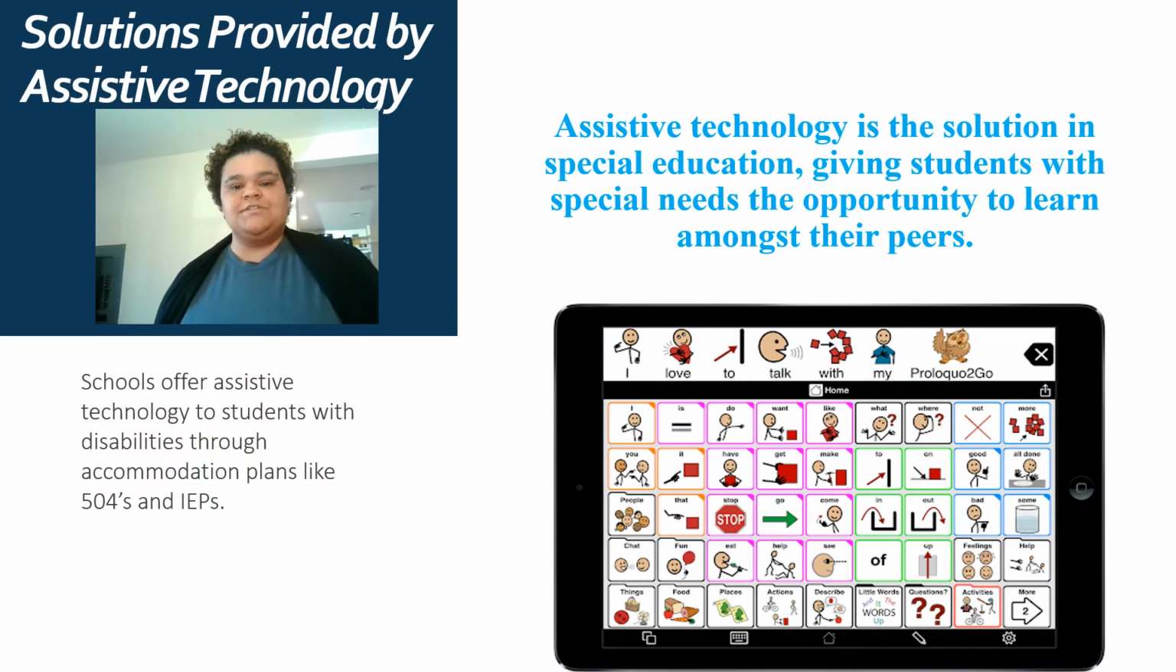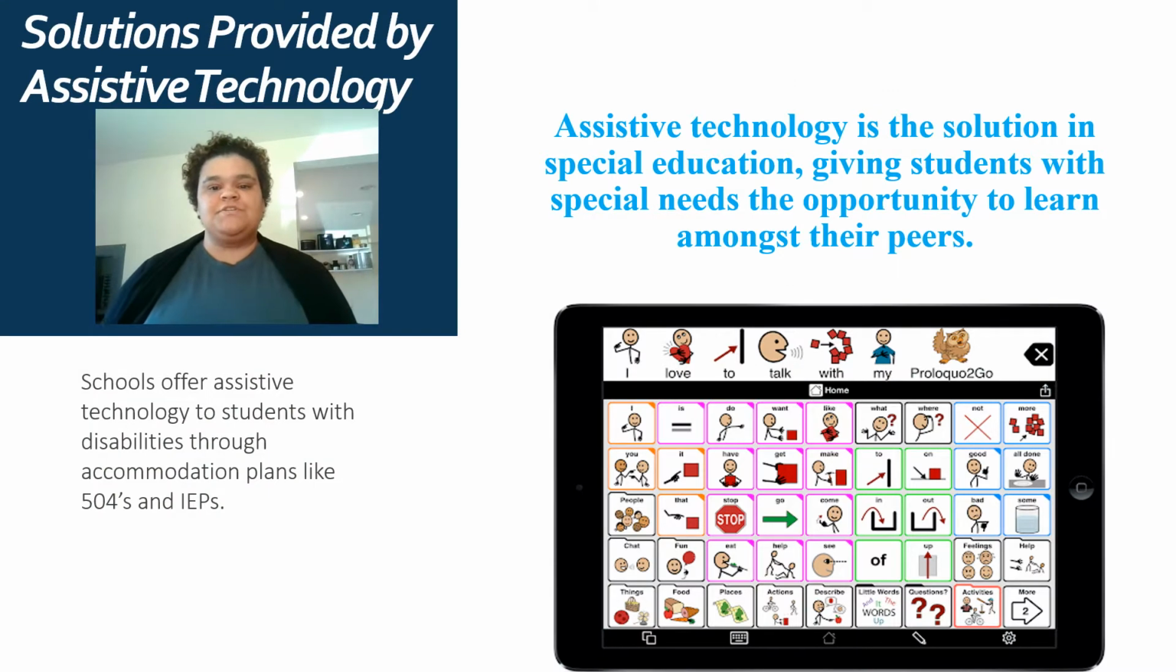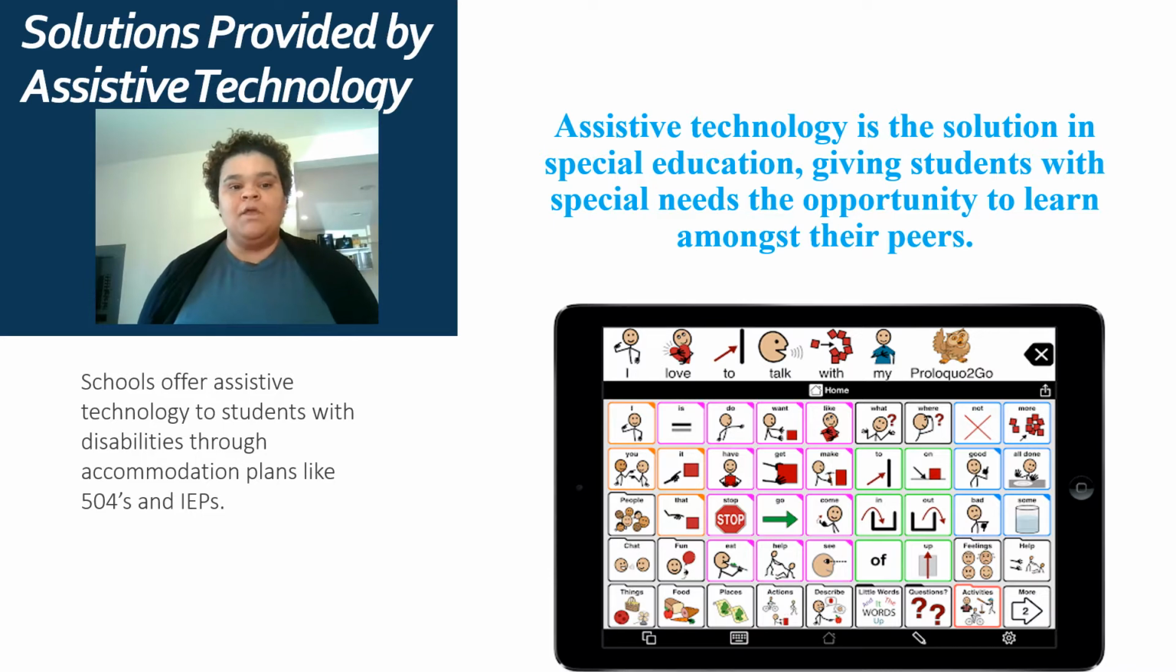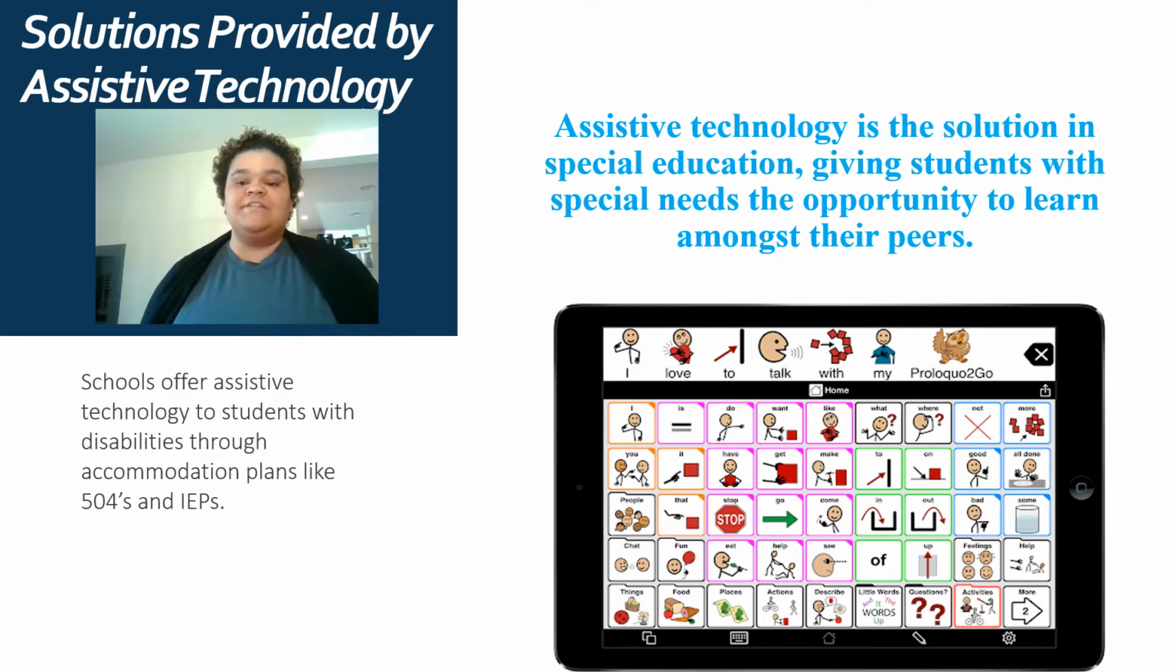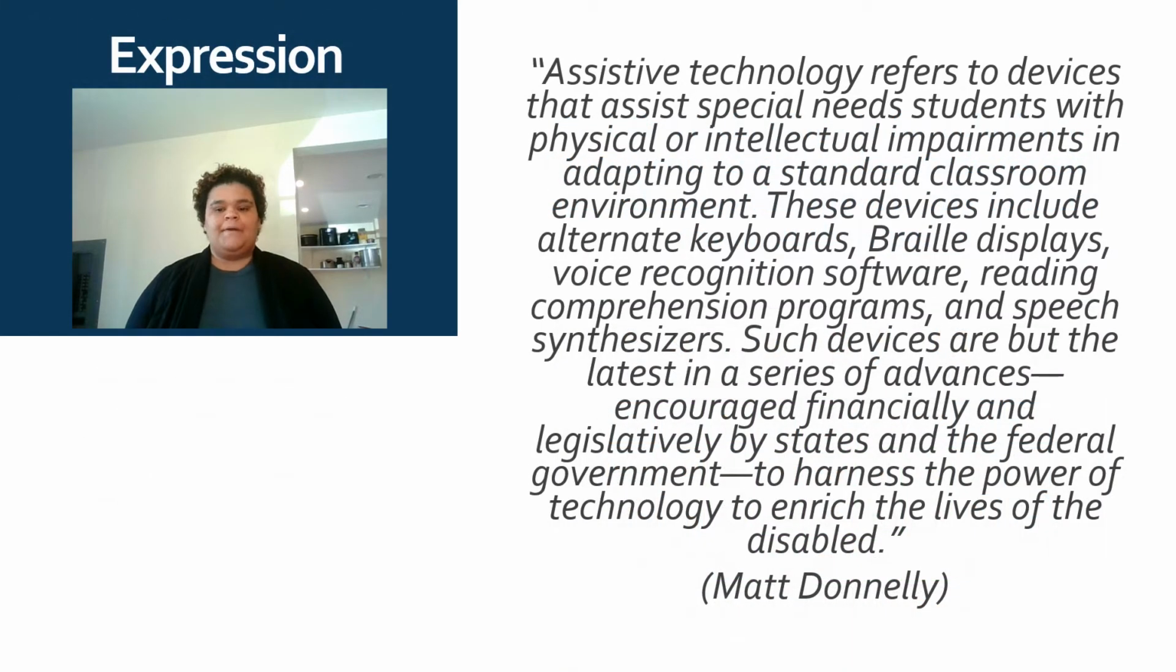Assistive technology is the solution in special education, giving students with special needs the opportunity to learn amongst their peers. One of the things that we'll touch on later in this presentation are 504 and IEPs and the different kind of accommodations that they provide to students with disabilities. In a quote by Matt Donnelly, assistive technology refers to the devices that assist special needs students with physical or intellectual impairments in adapting to a standard classroom environment. These devices include alternating keyboards, braille displays, voice recognition software, reading comprehension programs, and speech synthesizers.